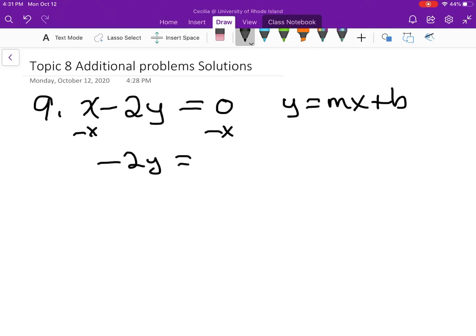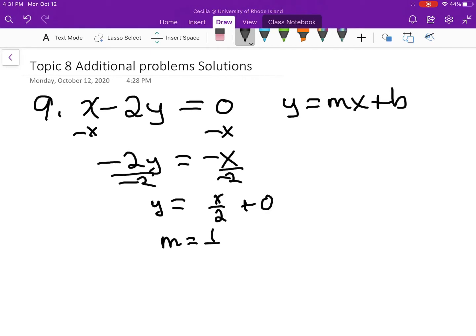So we have minus 2y equals negative x. Now we're going to get rid of the minus 2 by dividing both sides by minus 2. And now we have y equals x over 2. Notice that it doesn't have a y-intercept, so it has a 0 y-intercept, and the slope is a half, which is the coefficient in front of the x. So our answer technically is here.